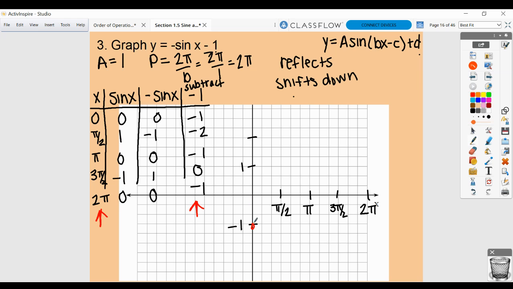So 0, negative 1, pi over 2, negative 2, pi, negative 1, 3 pi over 2, 0, and 2 pi, negative 1. So if you look at this one, it still looks like that wave, except it's reflected. So it's flipped over and it's shifted down.